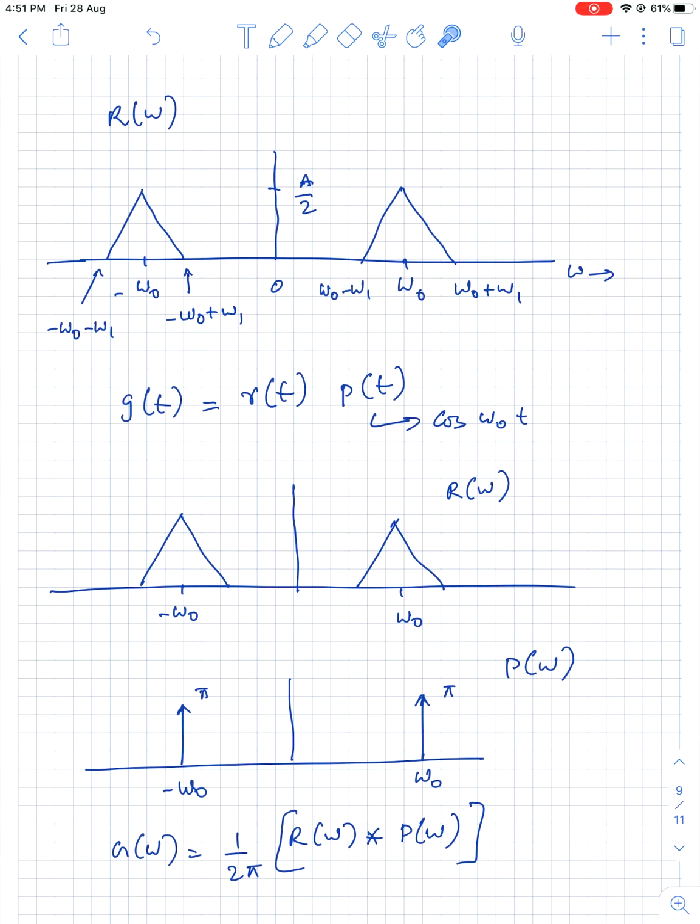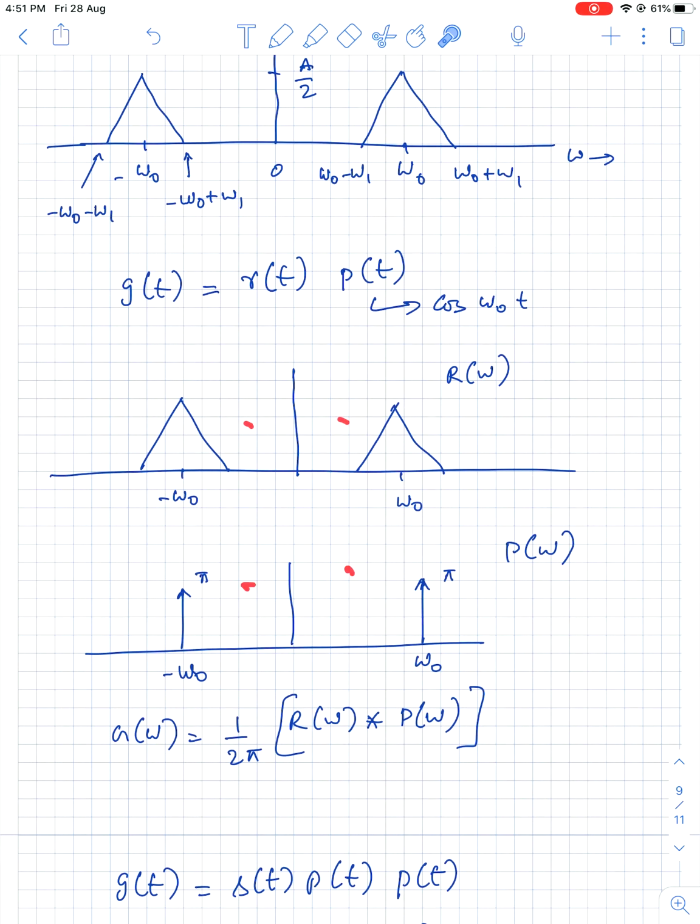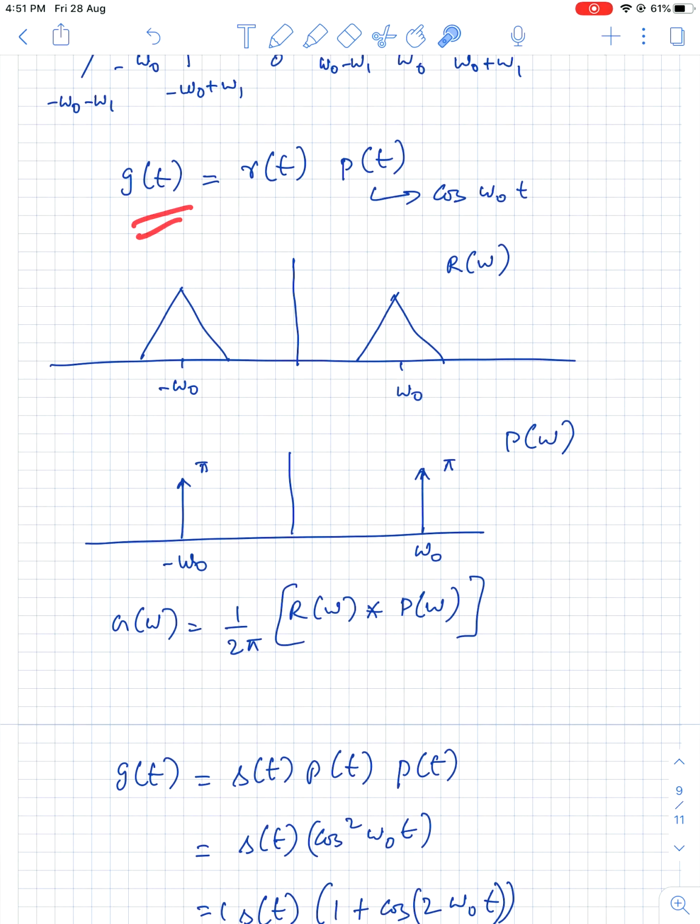So now, this is my R of omega. Suppose I take the inverse Fourier transform, I get my R of t. Then suppose I multiply R of t again with a carrier cos omega naught t. R of t I am multiplying again with P(t). So again, we can do the operation in the frequency domain. This is my R of omega, this is my P of omega, right? So this multiplication now becomes a convolution, which gives me G of omega, which is 1 by 2 pi R of omega convolved with P of omega. So here we need to convolve this with this.